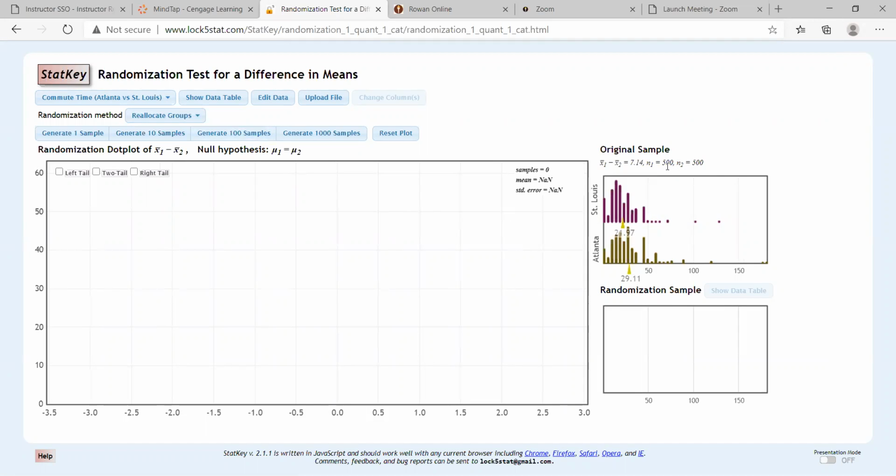All right. Now, in this particular case, 500 commute times are shown in Atlanta, because population 1 is Atlanta, and population 2 is St. Louis. There's 500 commute times sampled in St. Louis. But these sample sizes don't have to match if we have independence between the two. Now, the mean for the Atlanta commute time, I guess this is in minutes. These are probably 500 commuters in Atlanta, 500 commuters in St. Louis, and it's just the amount of time to get from their house to the workplace.